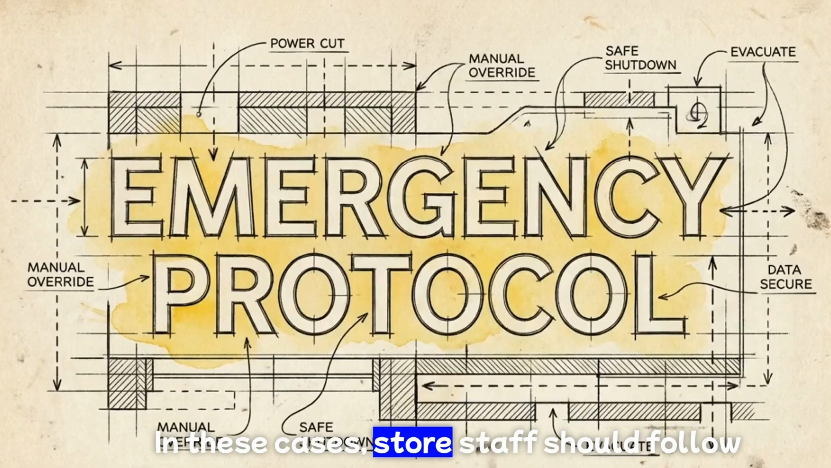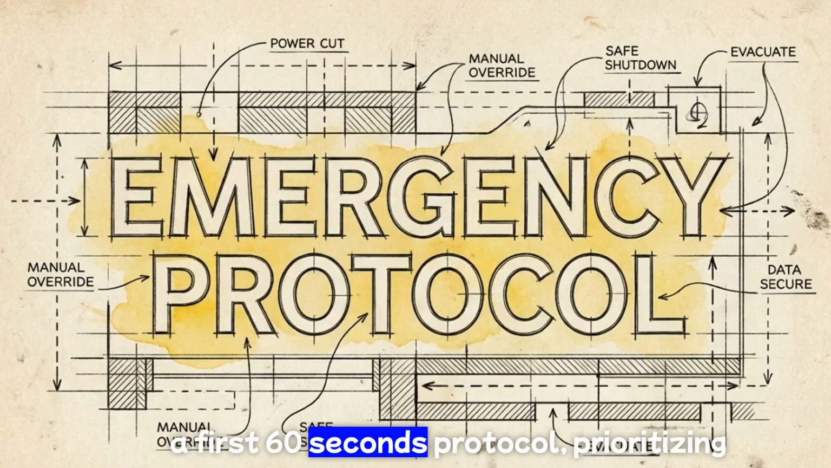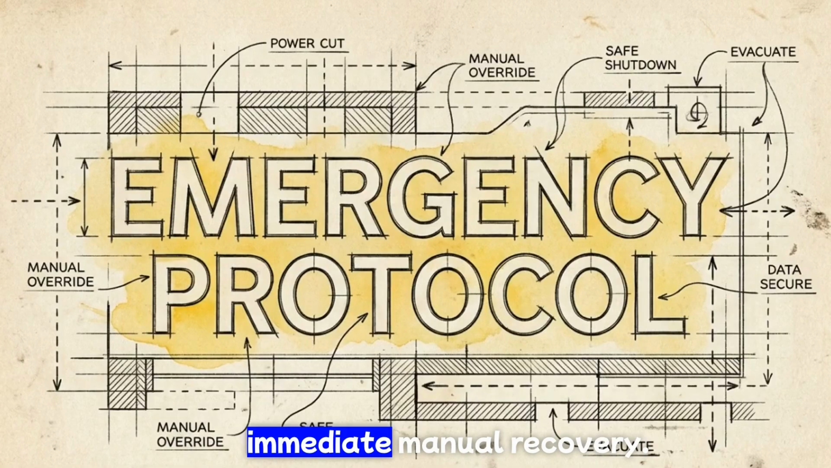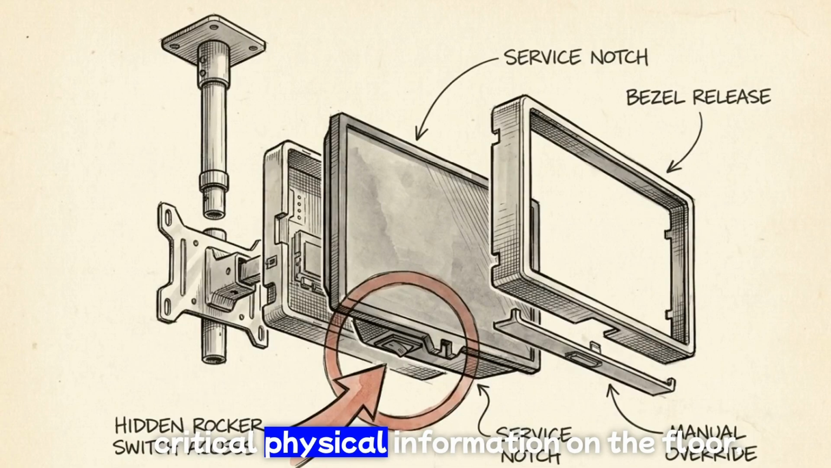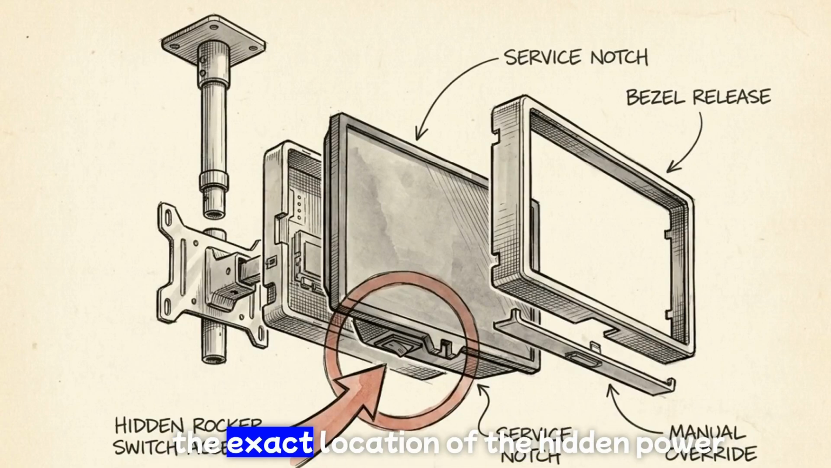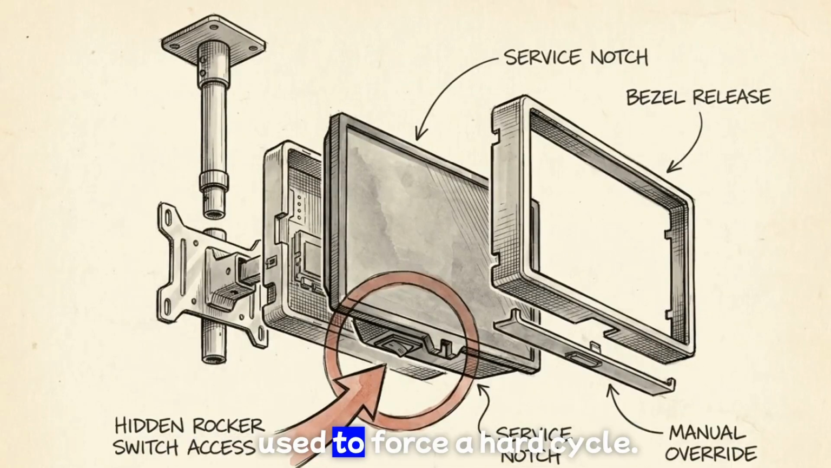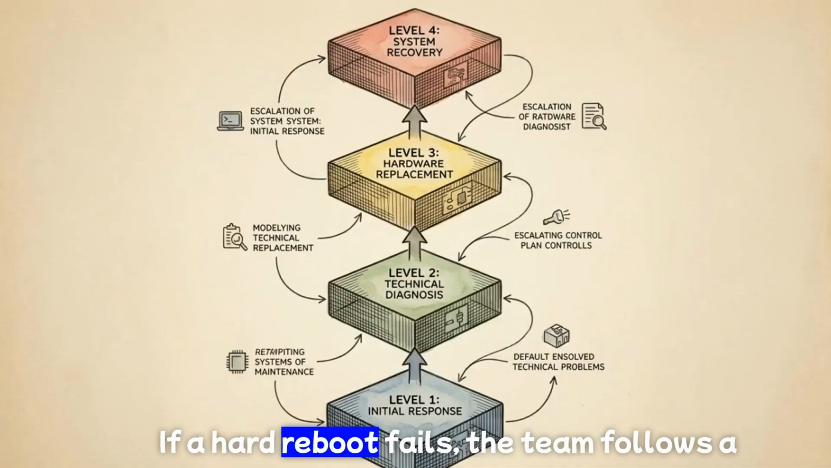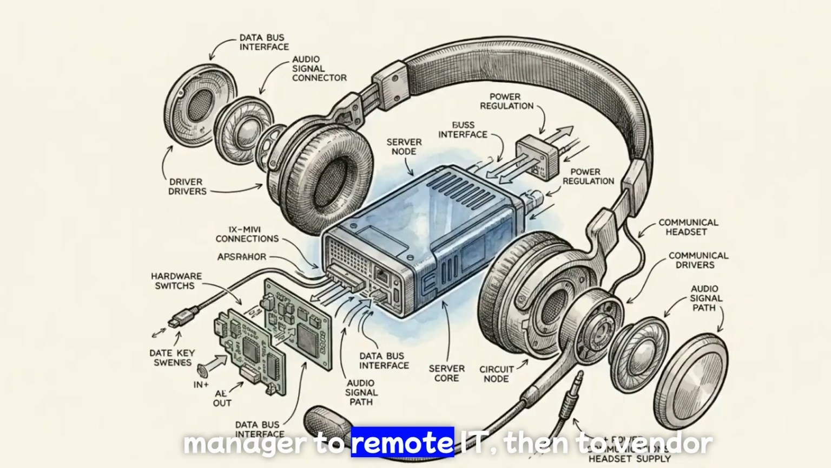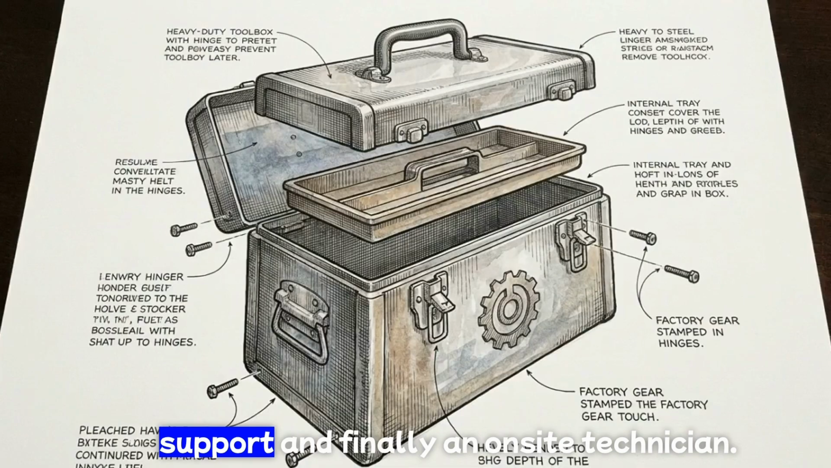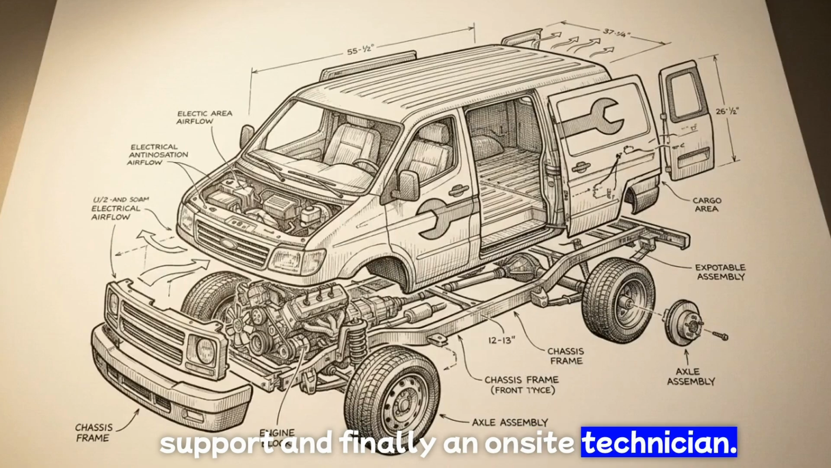In these cases, store staff should follow a first 60 seconds protocol, prioritizing immediate manual recovery. This schematic identifies the most critical physical information on the floor, the exact location of the hidden power switch used to force a hard cycle. If a hard reboot fails, the team follows a 4-tier escalation path, from the store manager to remote IT, then to vendor support, and finally an on-site technician.